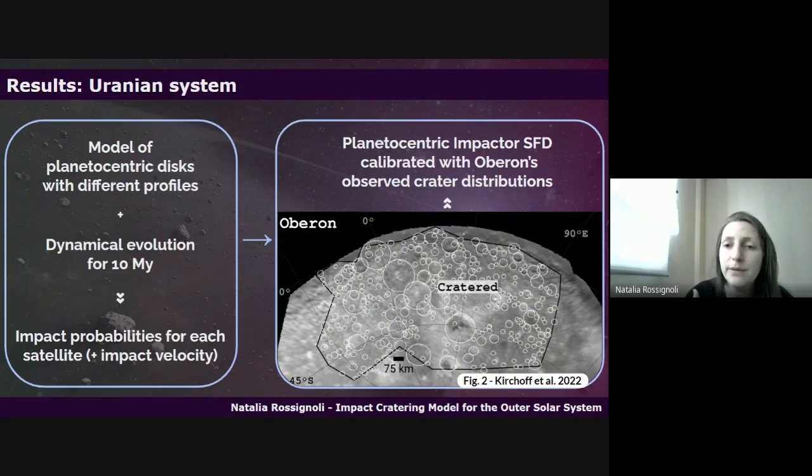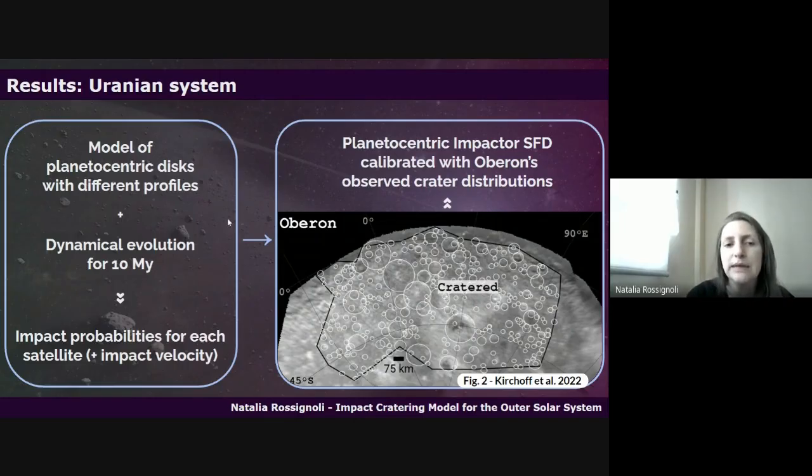And if you remember from the first part of my talk, the observed crater distributions can be used to build an impactor population. So we did that in this case in order to, with our planetocentric model, be able to fit the observed craters on Oberon.